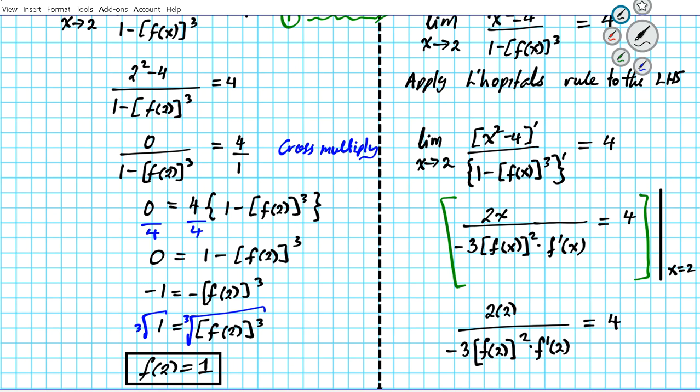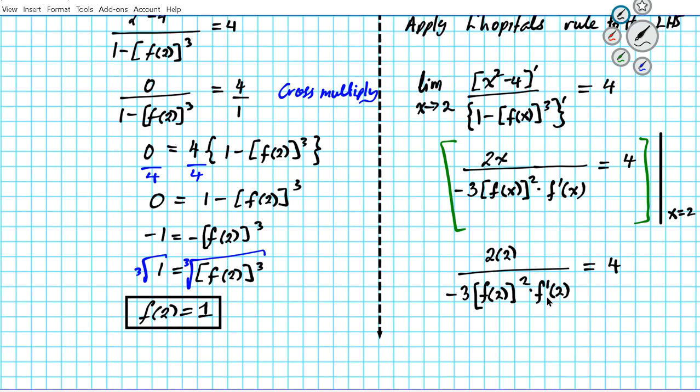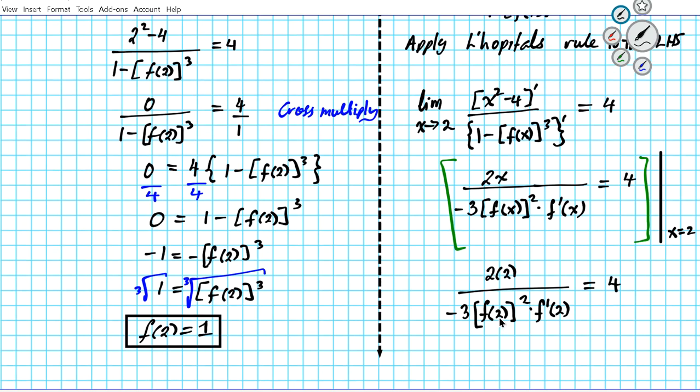Now it's just algebra. Let's get f prime of 2 isolated. We have another unknown here, which is f of 2, but look at the first answer we got. We had f of 2 is 1, so we're going to substitute that in here. So we have 4 over negative 3 times f of 2 squared, which is 1 squared, times f prime of 2 is equal to 4.